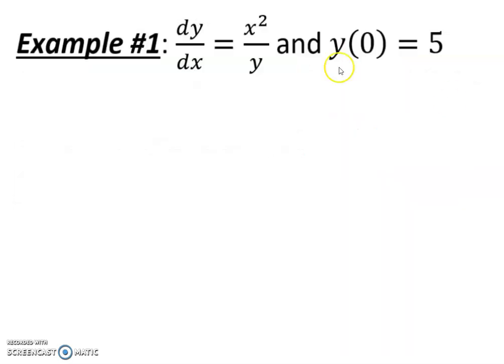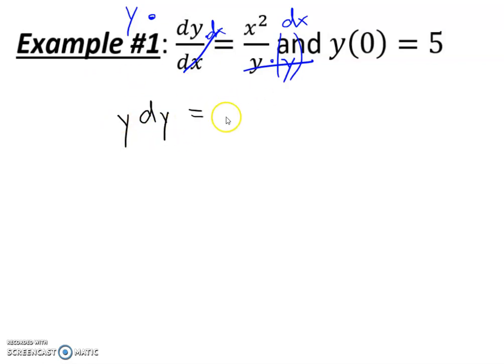So in our first example, we have dy dx is equal to x squared over y, and they give us an initial condition. Our first step is going to be to get all the y's on the left, so I'm going to multiply by y on both sides. And all the x's on the right. Well, x squared is already on the right, so what we're really doing is multiplying by dx on both sides. I know there's a lot of writing here, but basically what's happening is we end up with this. y dy is equal to x squared dx.